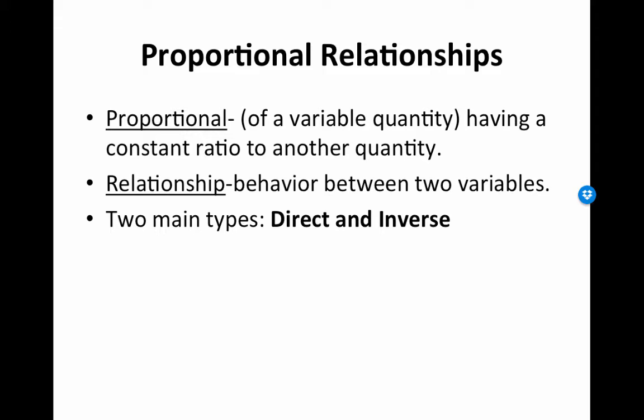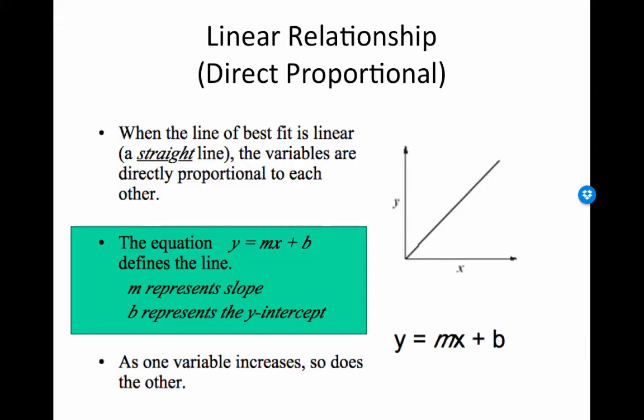The first one is a direct proportional relationship, and the second is an inverse proportional relationship. With a direct proportional relationship, that's just a standard linear relationship, y equals mx plus b. So with this equation, the m represents the slope of the line, the b represents the y-intercept, and I'll show you how to find that on Google Sheets. So when the line of best fit is linear, you have directly proportional variables. So as one variable increases, so does the other. As x increases, so does y.